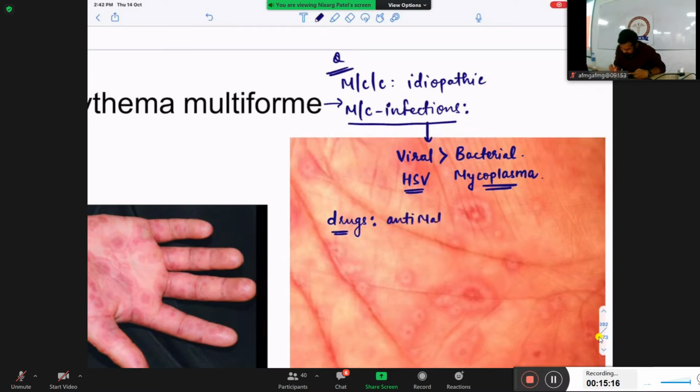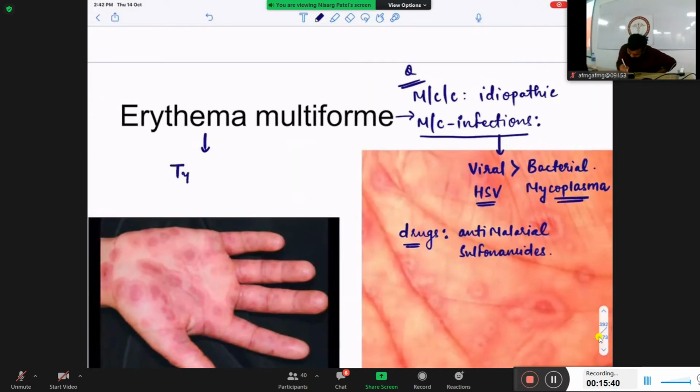Which drugs can cause this? These are the anti-malarials and the sulfonamides. Erythema multiforme is a type 4 hypersensitivity reaction. In some cases, you will see that Koebner phenomenon is seen.